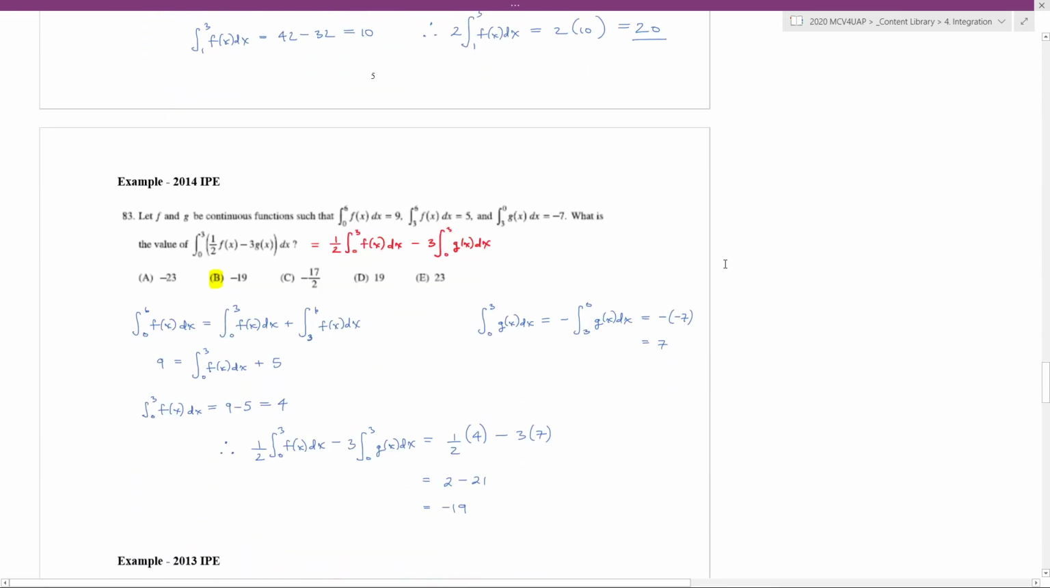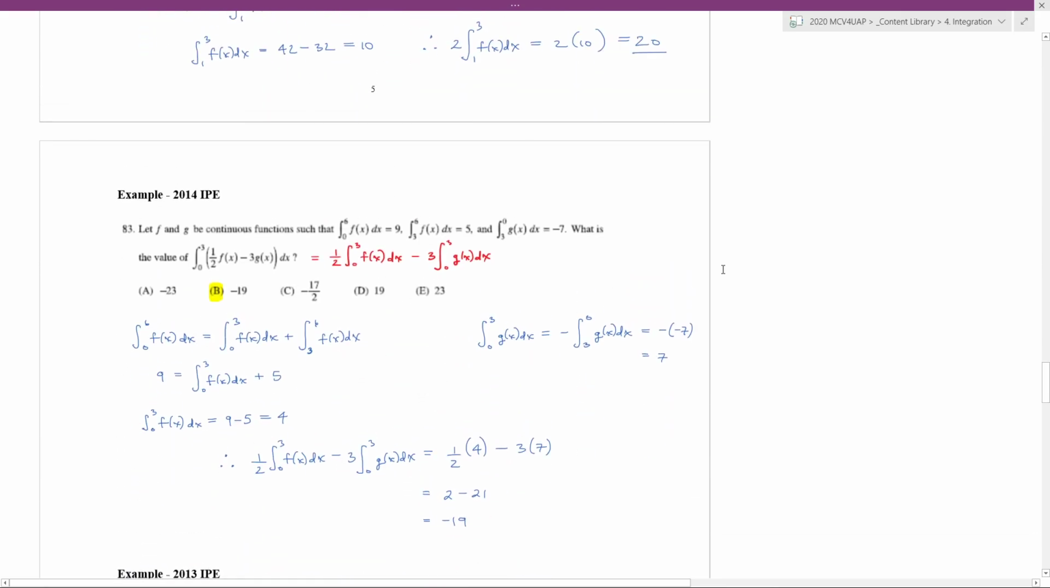The next one is a little more involved, so I'll go through this one with you. This one's a little bit more involved because we're working with 2 functions. And you need to pay attention to that, okay? The first integral we're given is the integral from 0 to 6 of f of x dx. That integral is 9. And then we're given an integral from 3 to 6 of f of x dx. That value is 5, okay?